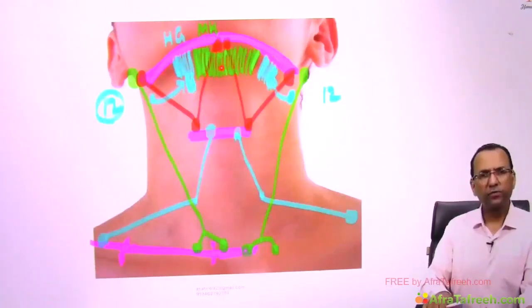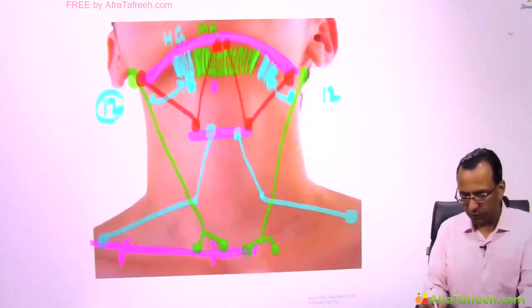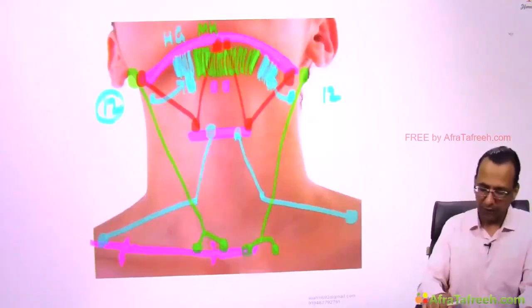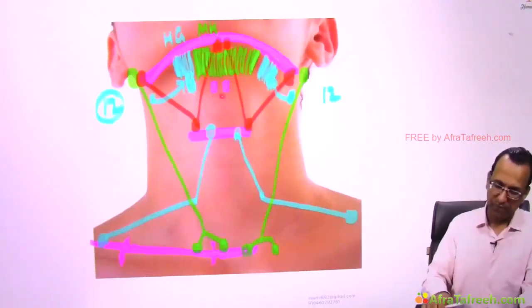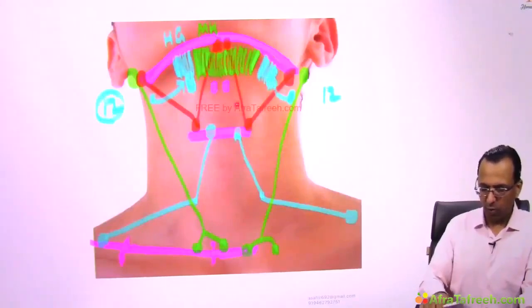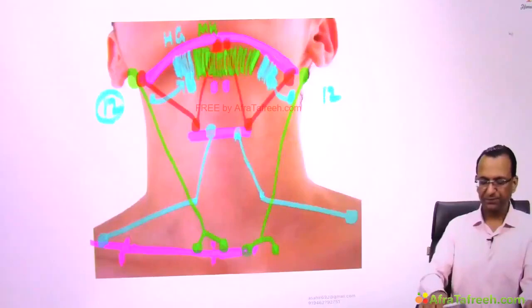Which muscle is at the floor? Mylohyoid muscle. So mylohyoid muscle is at the floor of the submental triangle also. And which lymph node are you talking about? Submental lymph node, tip of the tongue. So tip of the tongue drains into submental lymph node, and it is only one in the midline, having a floor of mylohyoid muscle there.